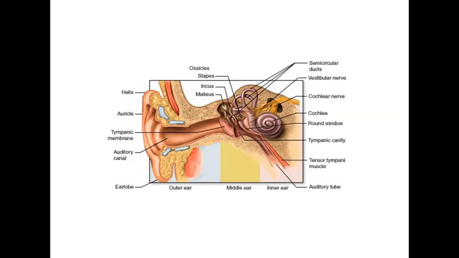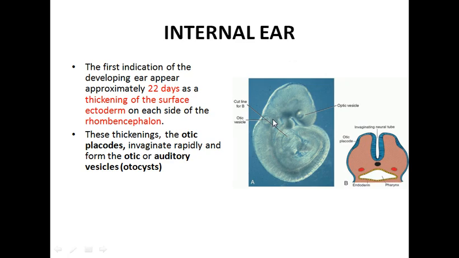So the main function is actually done by the internal ear, right? This is how the human ear looks, having the external ear. This region is the external ear, this is the middle ear, and this is the internal ear, right? So let's discuss the internal ear first, how it is produced.